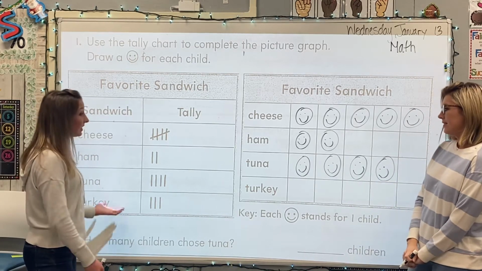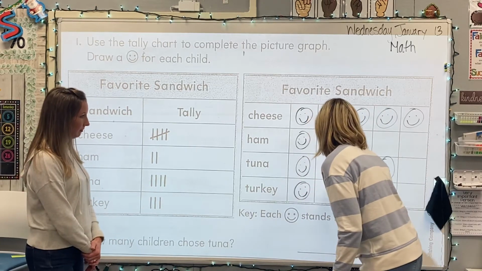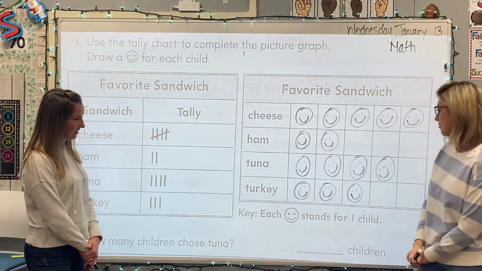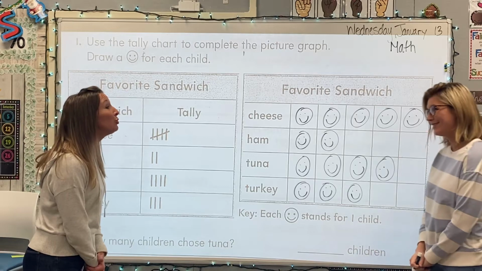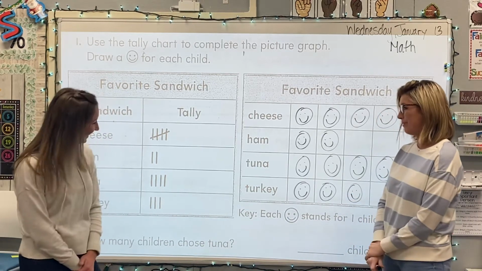And last but not least, turkey, our favorite. There were 3, so I'm going to draw 3 smiley faces. I'm getting real good. You are so good at smiley faces. It's as if you had a career where you used smiley faces often. I do. Just so happens.